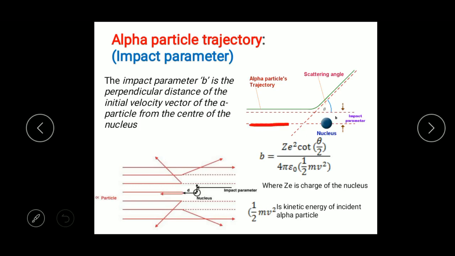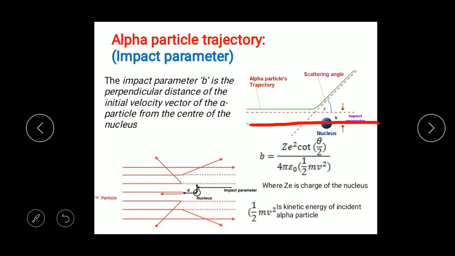So this is the center of the nucleus, then this is the initial direction of the alpha particle. At this position it gets deflected, but the initial direction is this one only. Now the impact parameter is what? This distance is called the impact parameter: the perpendicular distance from the initial direction of the alpha particle to the center of the nucleus.